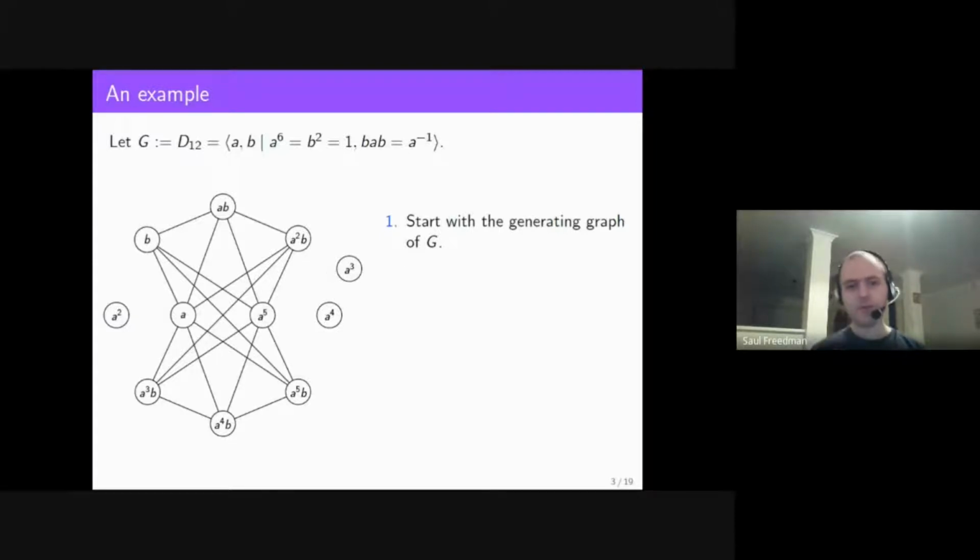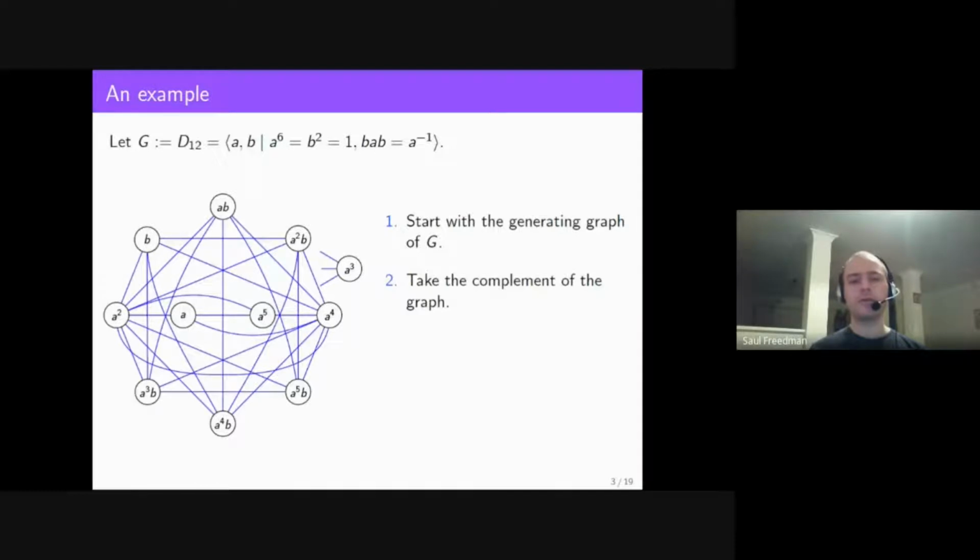Now we want to turn this generating graph into the non-generating graph, so of course we just take its complement. Now A cubed is joined to every other vertex, but I haven't drawn in all the edges because that would be messy. And so we have the non-generating graph.